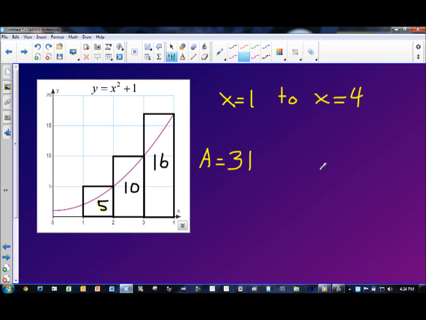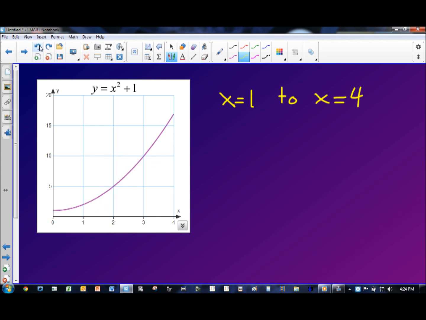All right, so what if I approach this differently? What if I wanted an underestimate? Well, let's see. If I want an underestimate, or a lower bound for what the area is going to be, then I'm going to draw my rectangles so that the top left corner of the rectangle is on the graph. So there's my first one, my second one, and my third one.